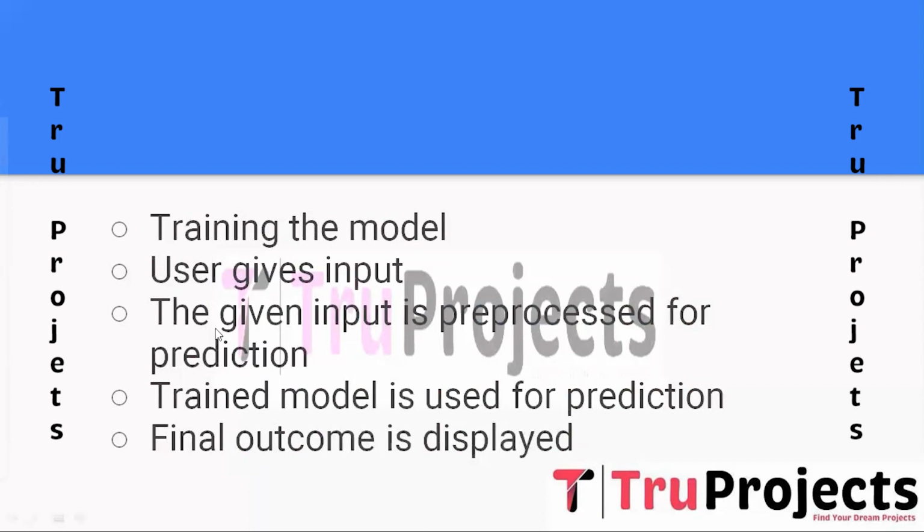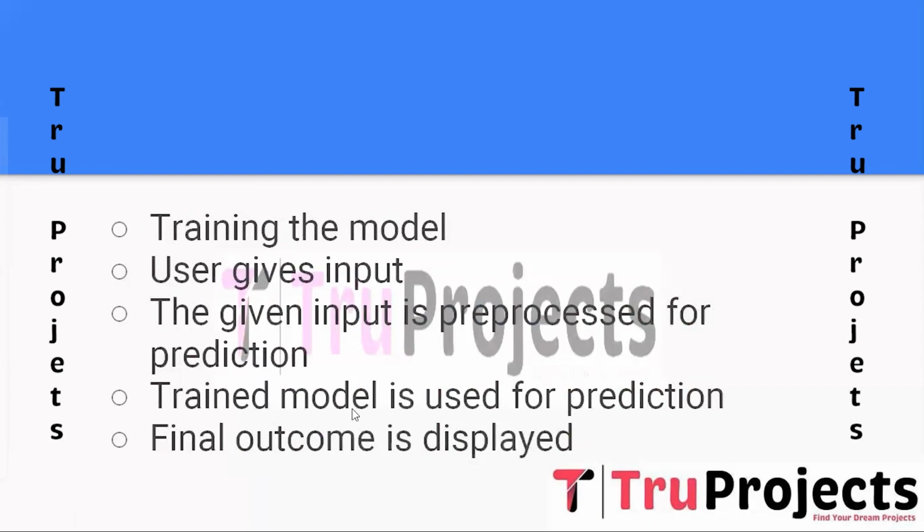And the 11th step is the given input is pre-processed for prediction. The user provided input is pre-processed to ensure it aligns with the format used during the model training. Data cleaning and transformation steps are applied to the input data.